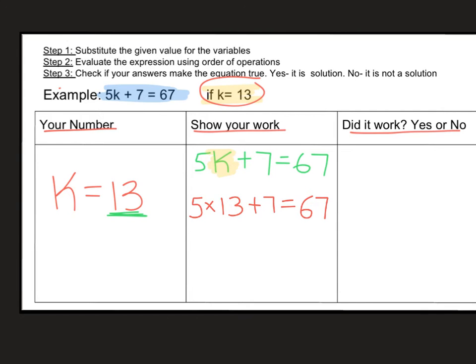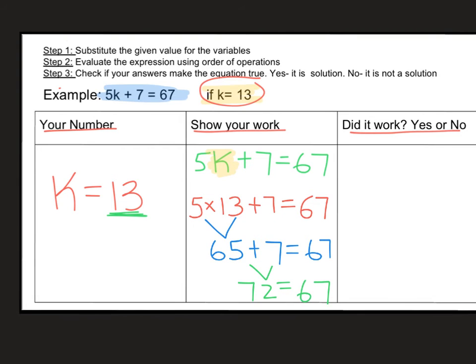Now we have to solve what's on the left-hand side. So we're looking just at the left-hand side of our equal sign. So first multiplication, 5 times 13, which is 65. And again, bring everything else down. We still have one more operation to do. We have to figure out 65 plus 7. Well, 65 plus 7 is 72.